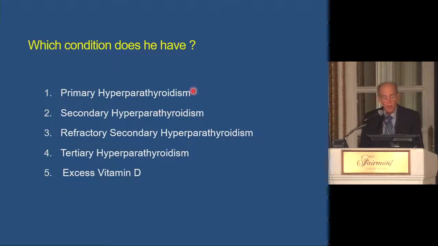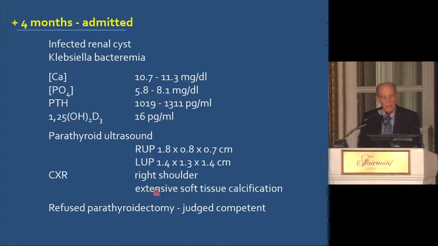Well, he could have primary. He's hypercalcemic, so he probably doesn't have secondary. But he could have refractory secondary, but no, wait, he's hypercalcemic. He doesn't have that. But could he have tertiary hyperparathyroidism, which is secondary, which is refractory to the normal stimuli, leading to hypercalcemia? This is your differential every time you see one of these patients, and these patients are not rare.